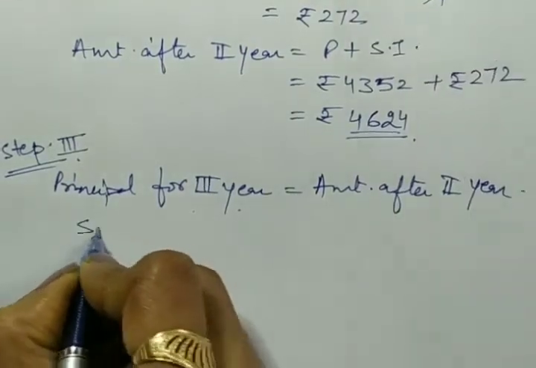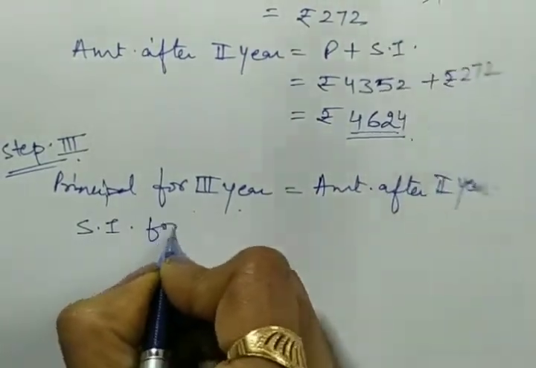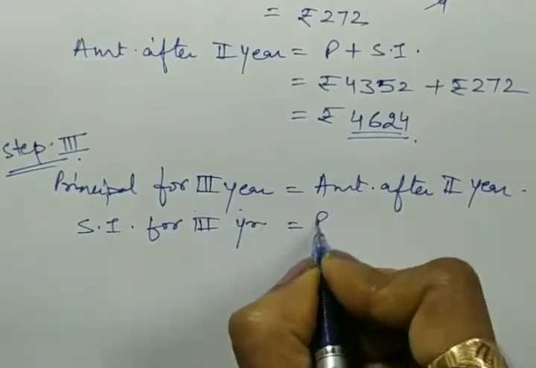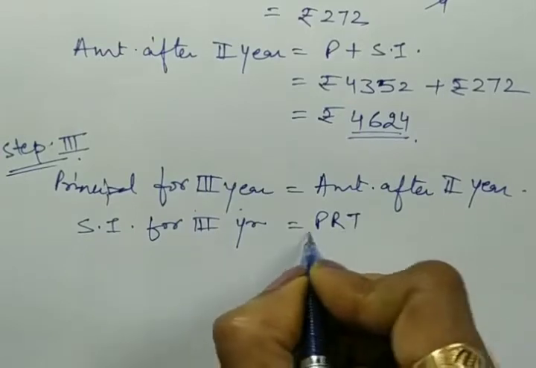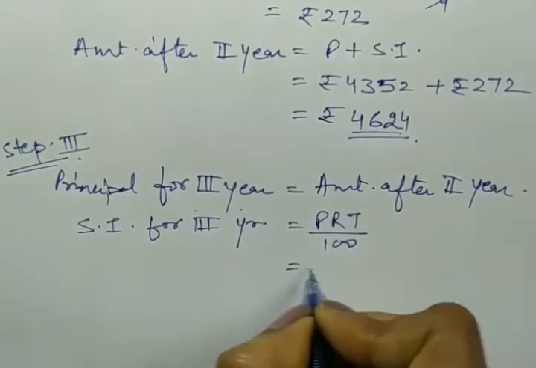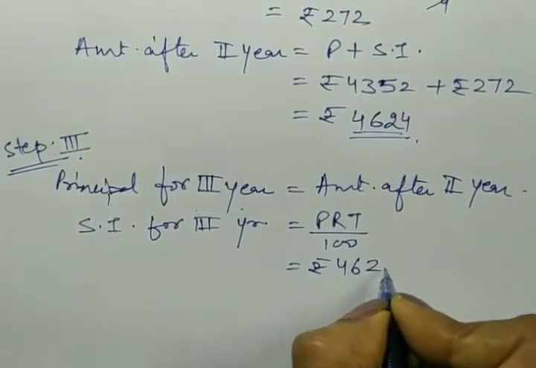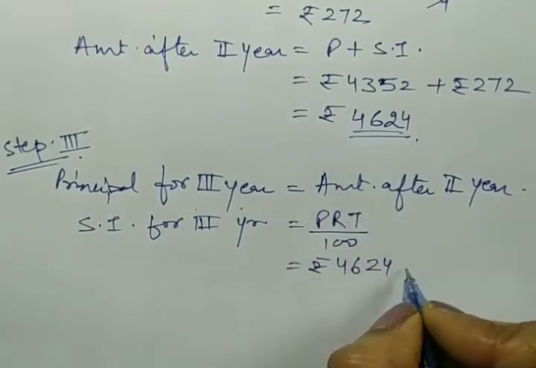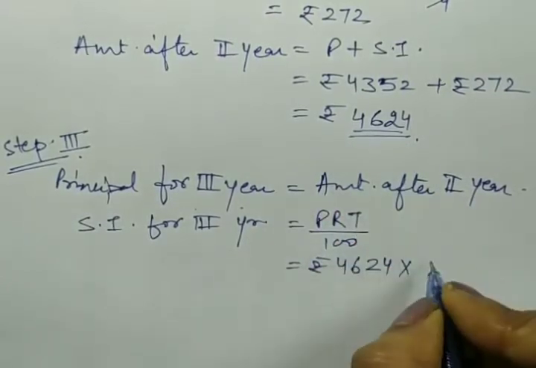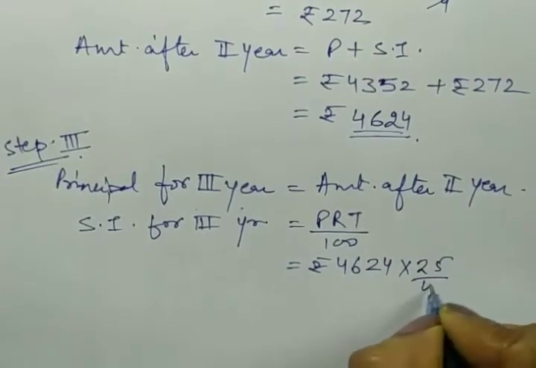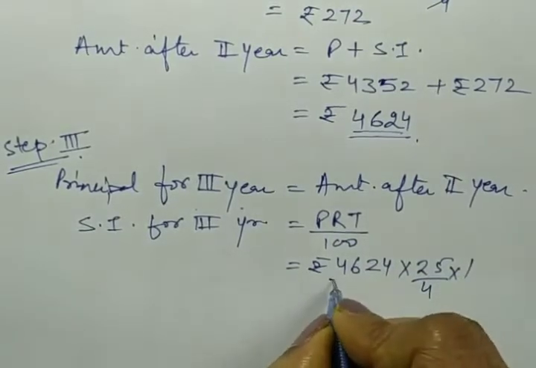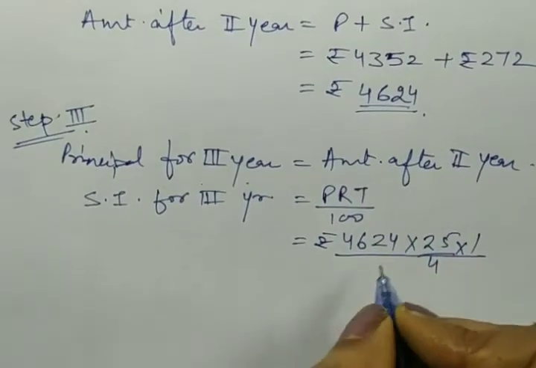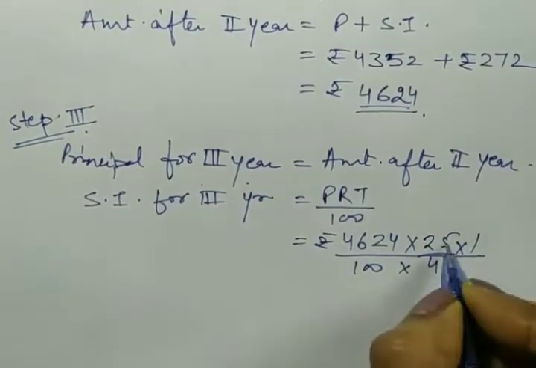So now again we have to find the simple interest for third year. Apply the formula: P into R into T divided by 100, that is 4,624, the amount after second year, multiplied by rate of interest, that is 25 by 4, and time will be 1 year as we are computing simple interest for only third year, divided by 100.